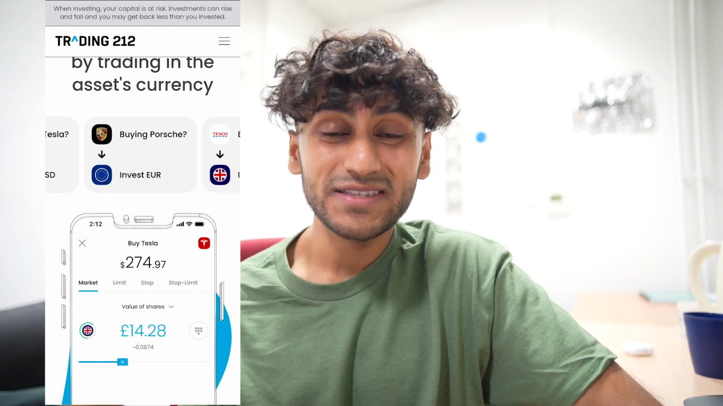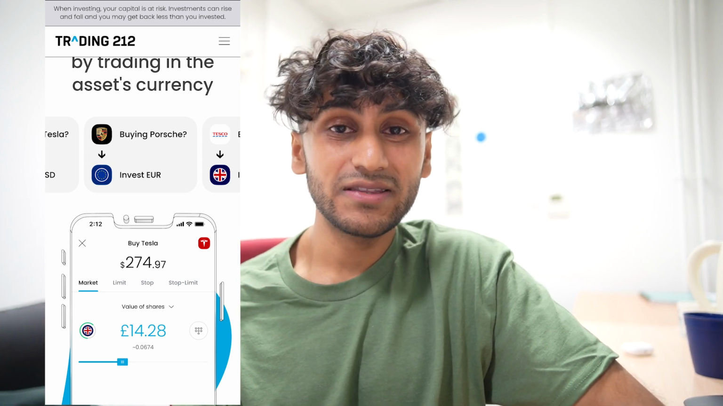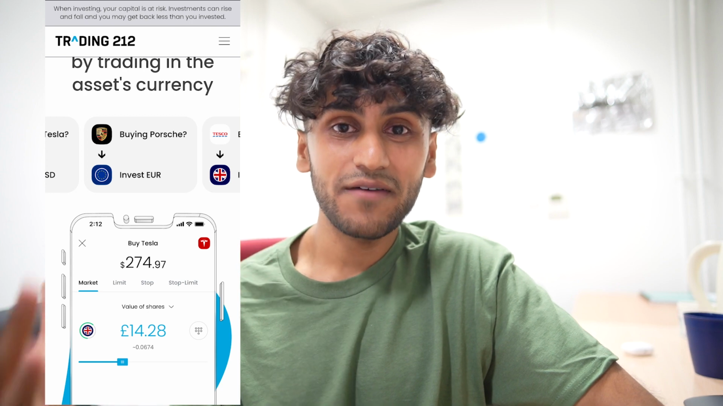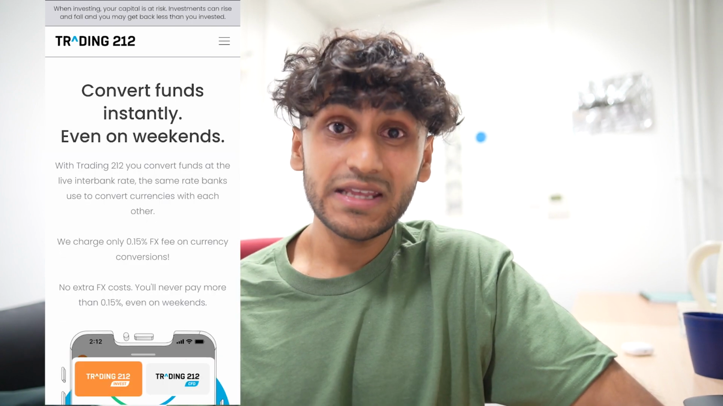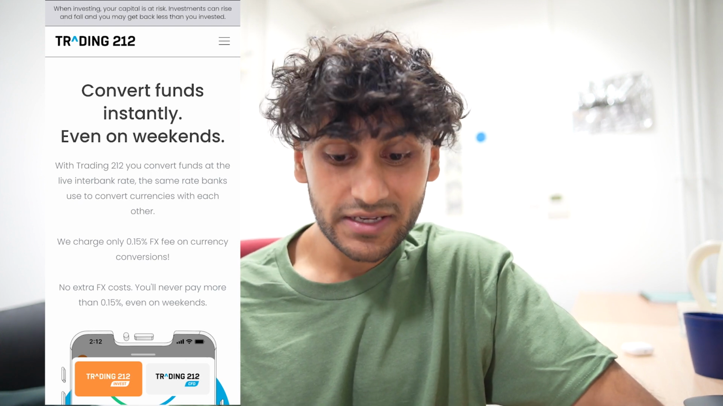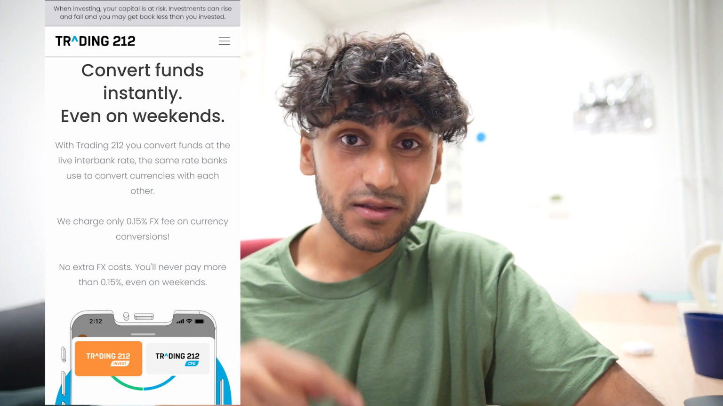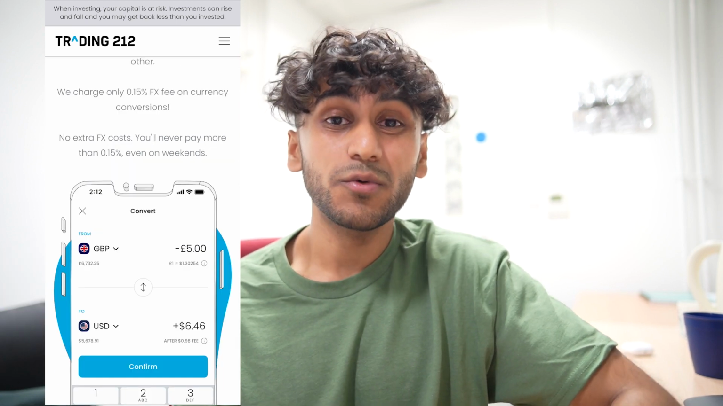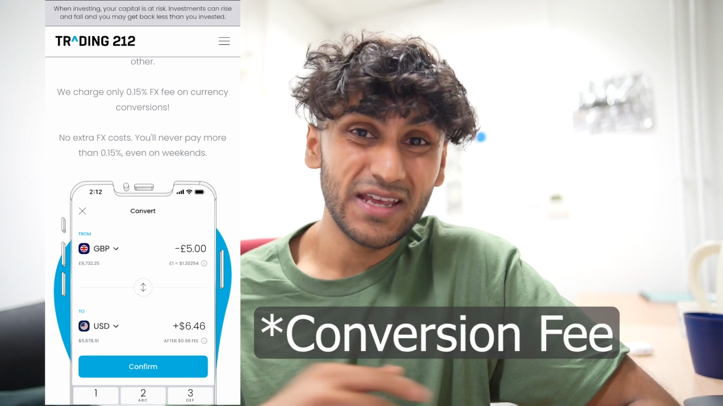Furthermore, if you do like investing a lot in European companies, for example Porsche, you can convert your money into euros and then just keep it as euros, if you have the intention of trading within that currency in the future. The currency conversion even works during the weekend, and Trading 212 uses the interbank rate, which is the same rate that banks use to convert currencies back and forth to each other. So that's a good thing. You never have to worry about what time it is when you're changing currencies. Even on a weekend, the price should stay the same.